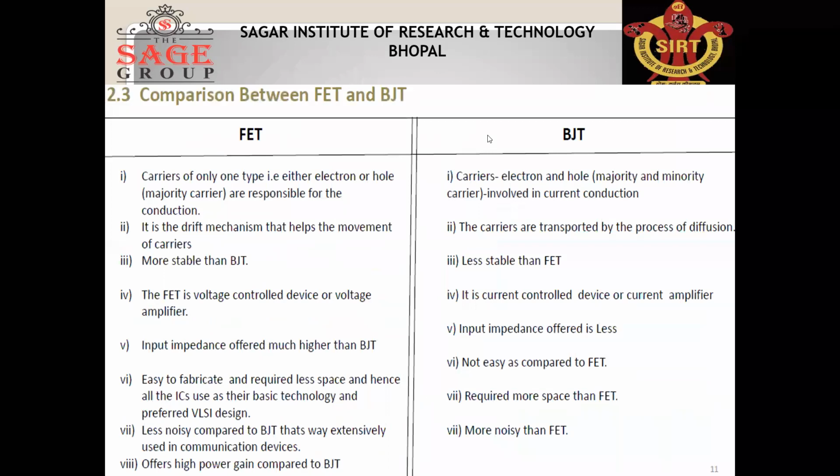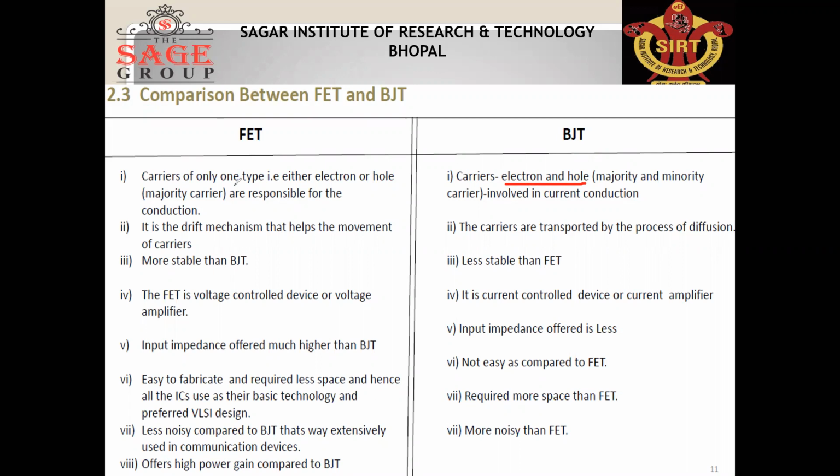Again we will study the comparison between the BJT and FET. As we have already discussed, FET is a unipolar device, because the current conduction takes part by either electrons or holes, the majority charge carrier, whereas BJT is a bipolar device, because the current conduction takes part by both electrons and holes. Two types of charge carriers take part in the conduction of current. That's why it is a bipolar device, BJT, bipolar junction transistor.